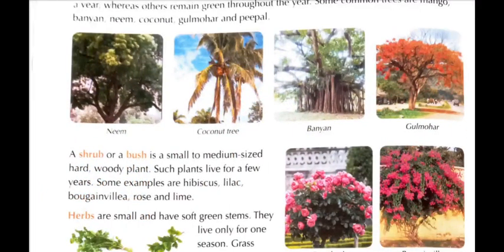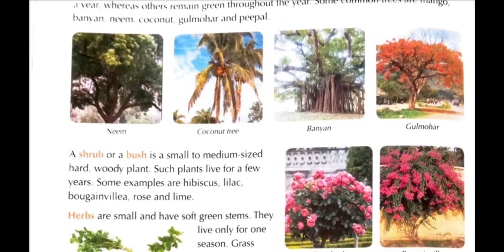A shrub or a bush is a small to medium sized hard woody plant. Such plants live for a few years. Some examples are hibiscus, lilac, bougainvillea, rose and lime. So students, shrubs are small plants.